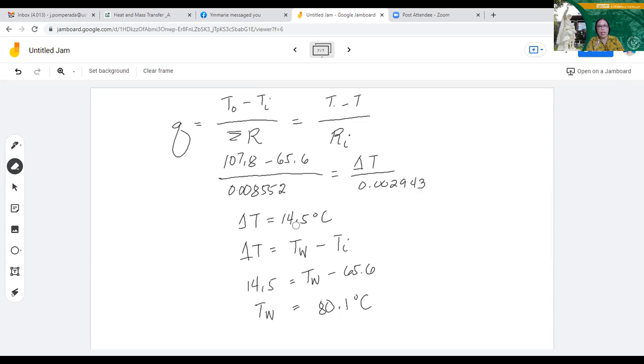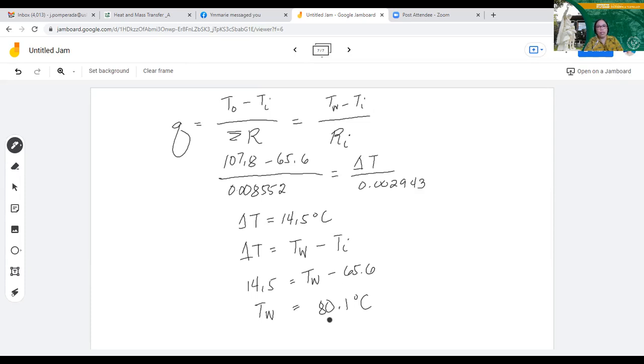Otherwise, you place a negative here on the temperature difference if you write it in the manner I have written it. So as not to confuse you, the temperature difference here we will make positive all the time. So wall temperature minus inside temperature, so that you will have it agreeing here.